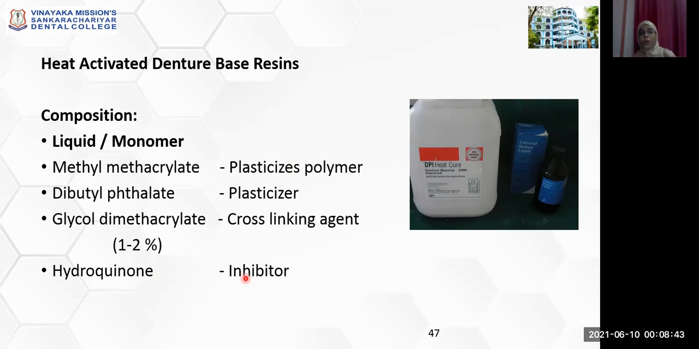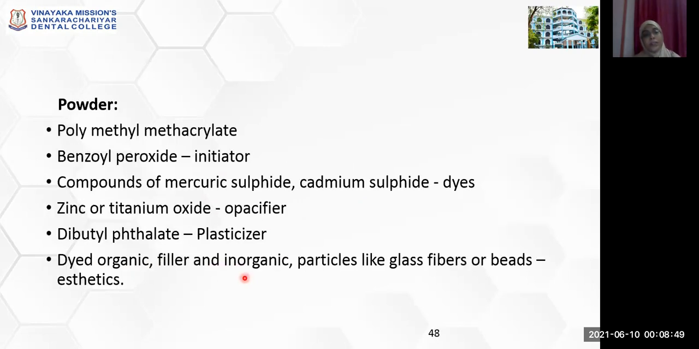So when you store this monomer in a bottle, that should not polymerize, right? So for that you will be adding this hydroquinone. Then in the powder you are going to have polymethyl methacrylate, you are going to have the initiator benzoyl peroxide, okay. You are going to have certain dyes, opacifiers, plasticizers, and organic and inorganic fillers in the form of glass fibers, beads, and other aesthetic fillers.